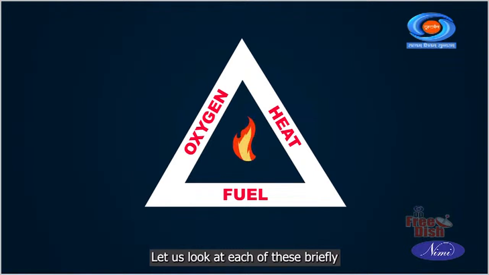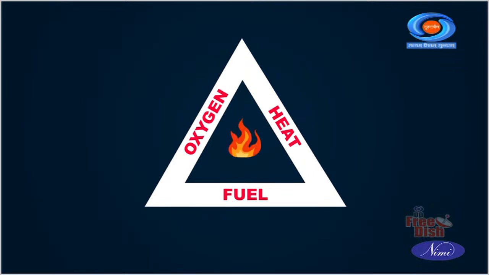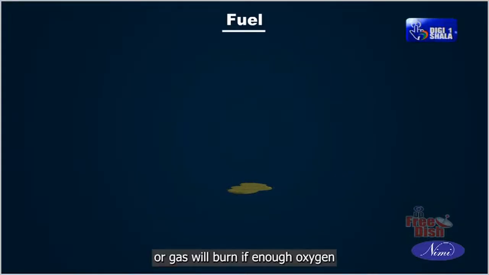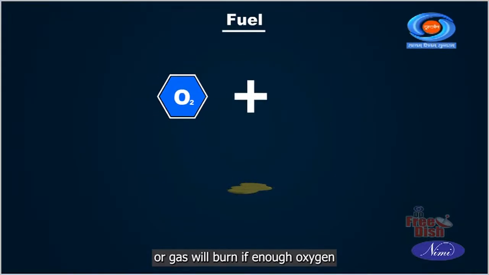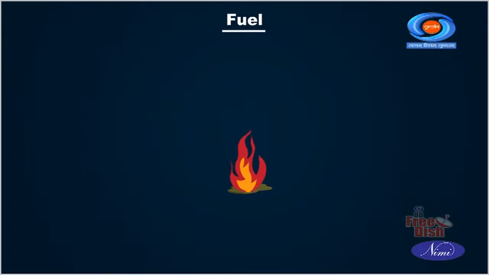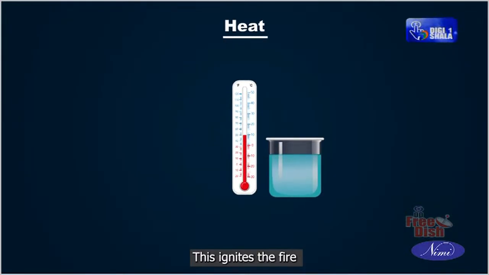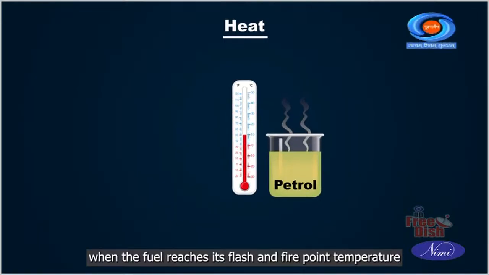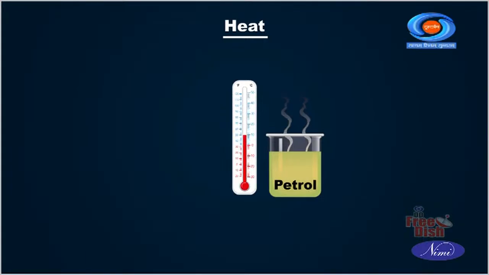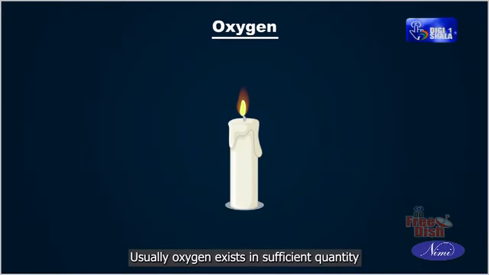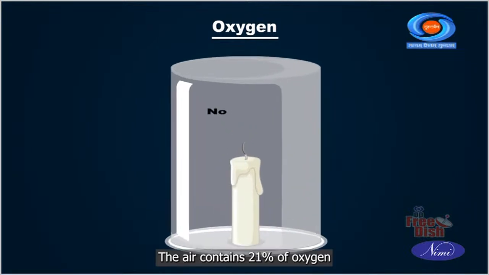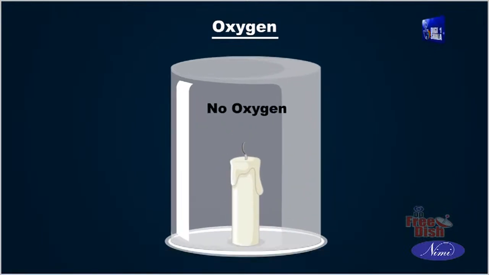Let us look at each of these briefly. Fuel. Any substance, liquid, solid, or gas will burn if enough oxygen and heat are given. Heat. This ignites the fire when the fuel reaches its flash and fire point temperature. Oxygen. Usually, oxygen exists in sufficient quantity in air to keep a fire burning. The air contains 21% of oxygen.